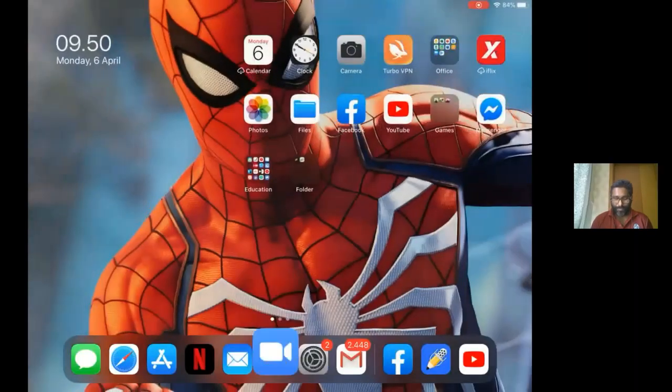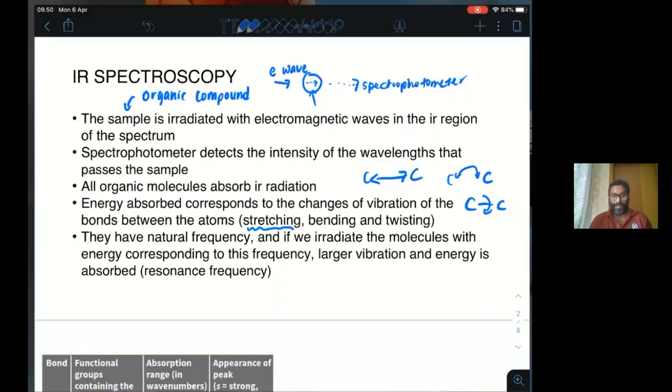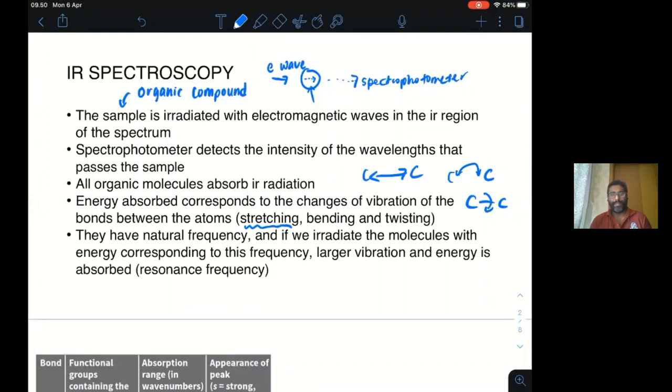Now, I was just telling you about when you use electromagnetic waves. If you irradiate the sample using an electromagnetic wave, part of the energy will be absorbed by the organic compound, and part of it will be detected by the spectrophotometer. The energy that is absorbed is used for stretching, bending, and twisting of the molecules or the bond.